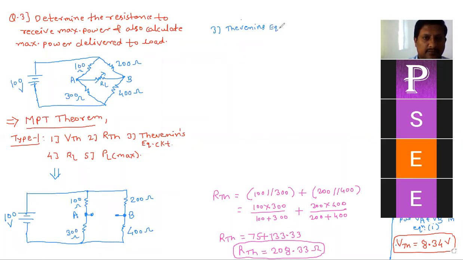Thevenin's equivalent circuit. So VTH we got 8.34 volt. This is RTH. RTH किती आले? 208.30 ohm. So between A and B, the variable load resistor is there. You can connect it.